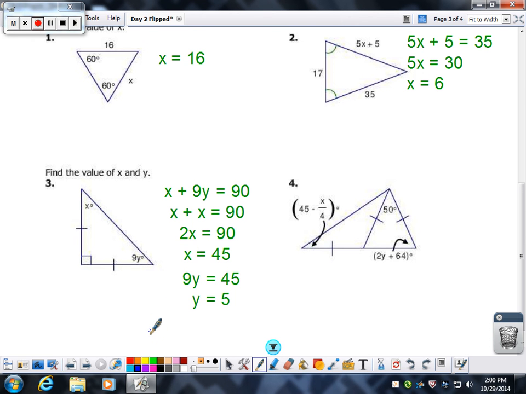Number 4 is a little complicated. We'll go over this one in class.